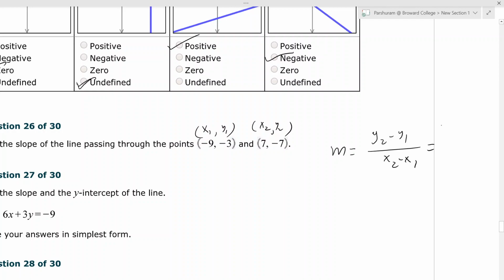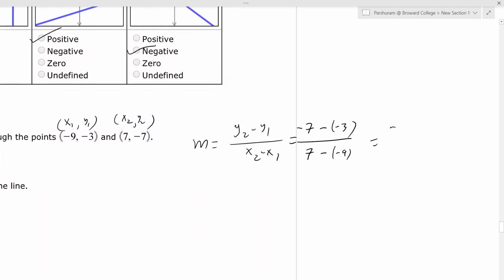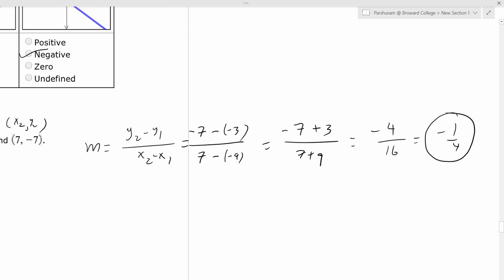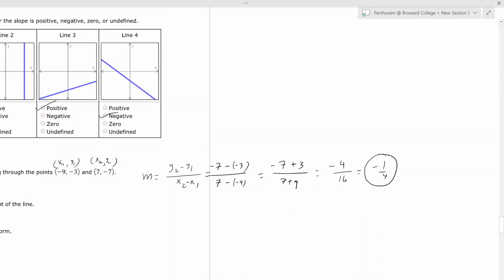Just plug in the values: y2, which is -7, y1, which is -3, x2, which is 7, x1, which is -9. If we simplify this, it will be -7 + 3 over 7 plus 9, and this is -4 over 16, which is -1/4. So the slope of the line joining these 2 points, -9, -3, and 7, -7, is -1/4.